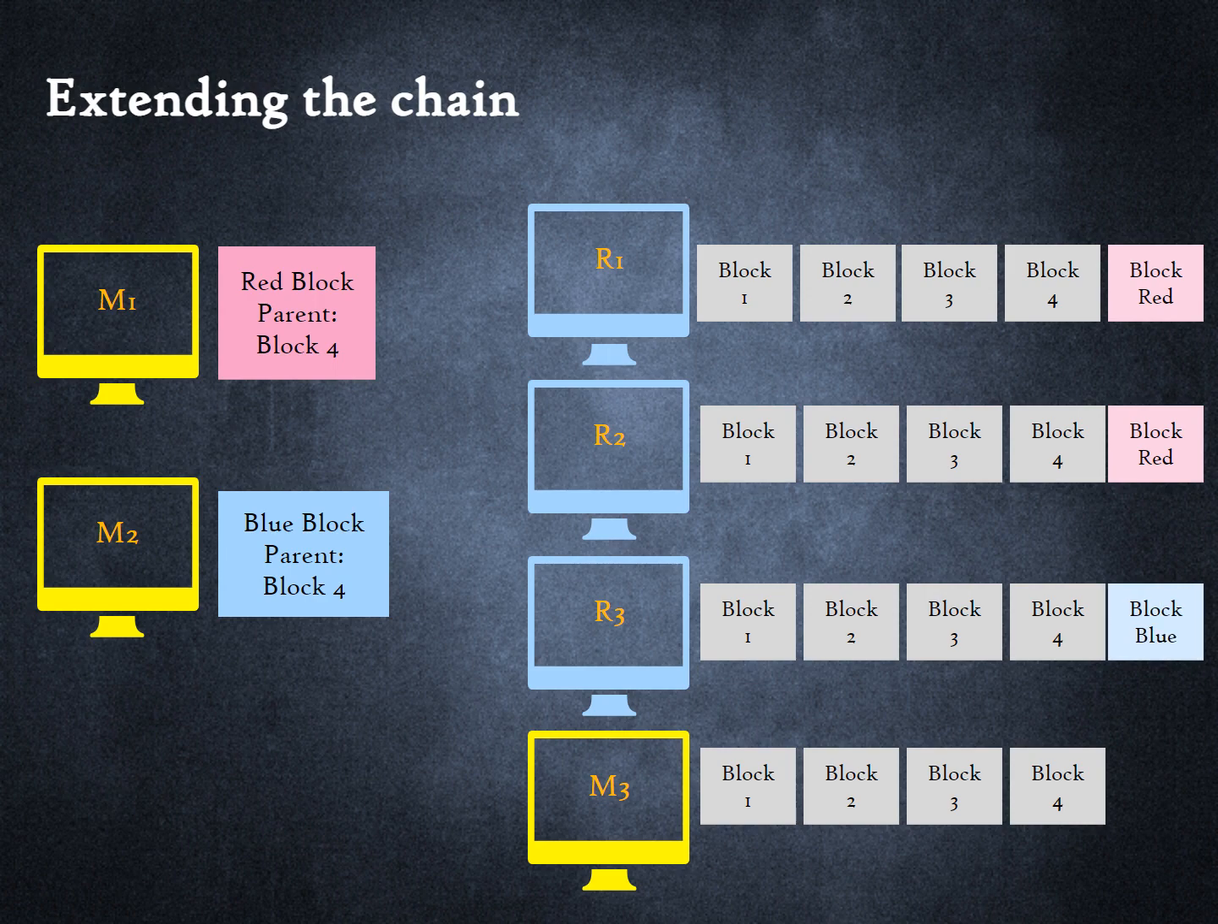Mining nodes also perform the validation function. Hence M3 also receives the mined block. On receiving the mined block, M3 realizes that it has lost the current round of mining. Like R3, M3 receives the blue block first and rejects the red block.